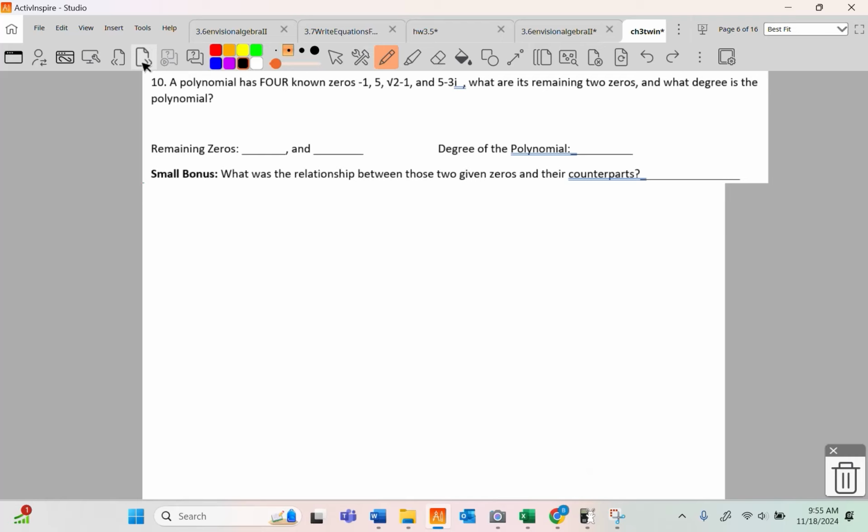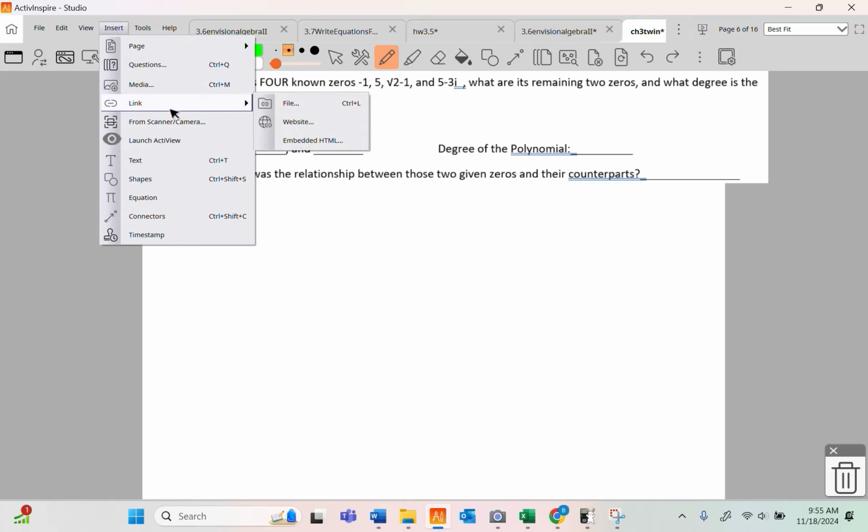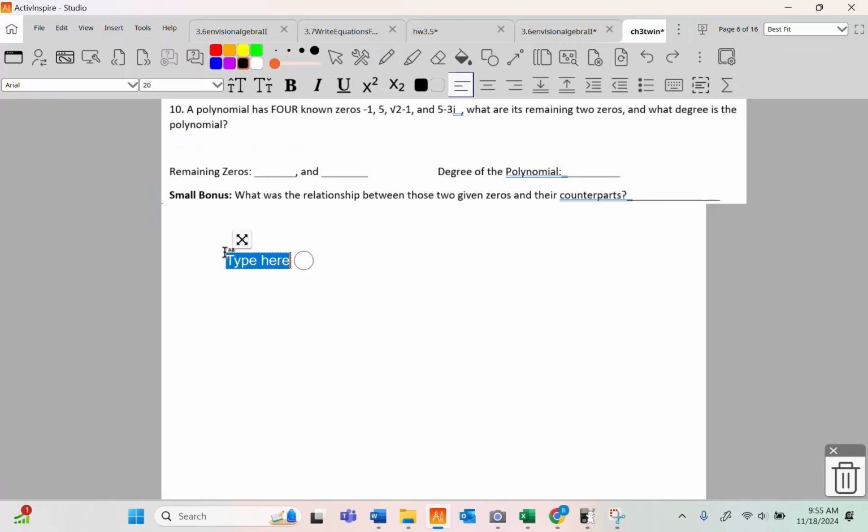A polynomial has 4 known zeros: -1, 5, √2 minus 1, and 5 minus 3i. What are its remaining zeros, and what degree is the polynomial? So we have a theorem here. It's called a conjugate theorem. And it says, there's 2 of them. There's one based on irrational roots and imaginary and complex numbers. But for complex numbers, it's pretty simple. If a plus bi is a 0, then a minus bi is also a 0.